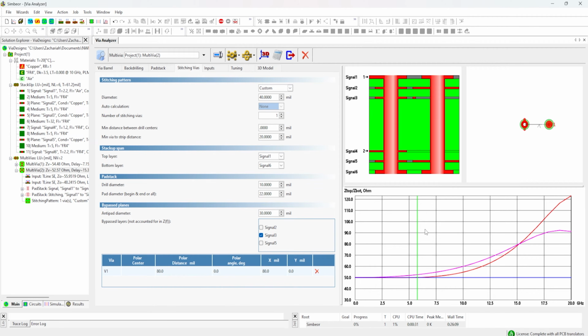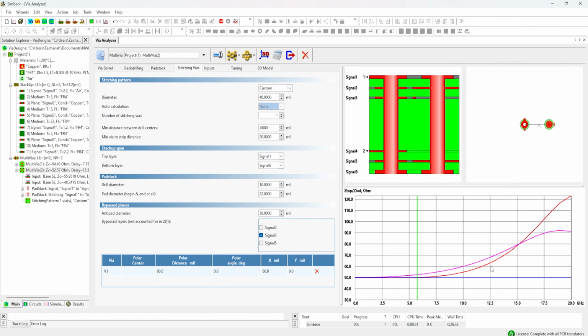So it's not just the antipad size that matters, it's also the stitching via location that matters, particularly for defining the return path. And we have a much tighter or stronger return path when we have a much higher localization frequency. Now, I'd like to point out the frequency ranges that we're talking about here. Here we're talking about multiple gigahertz frequencies.